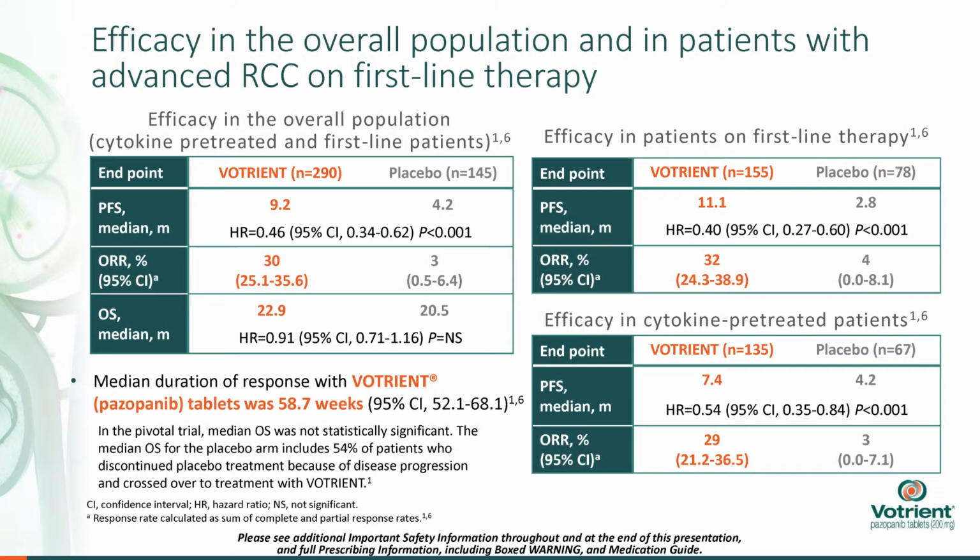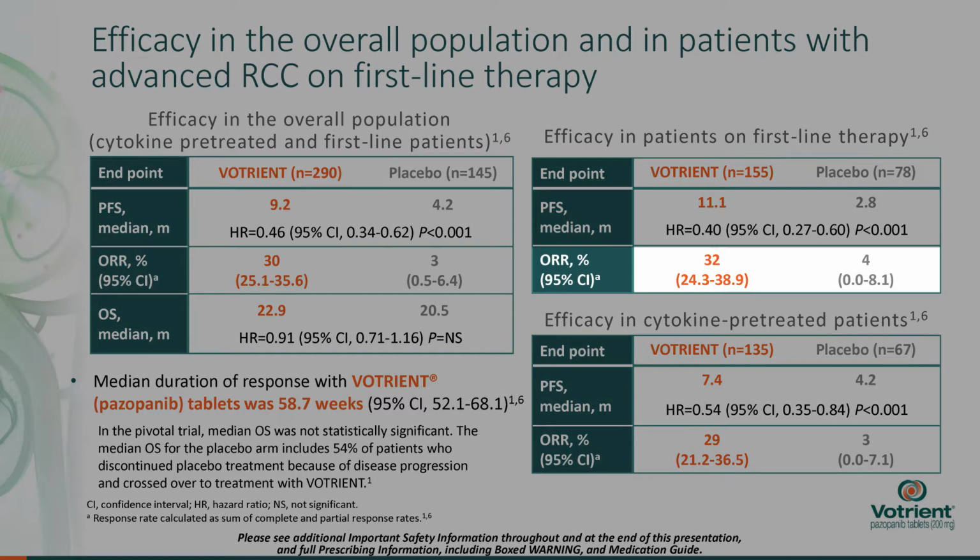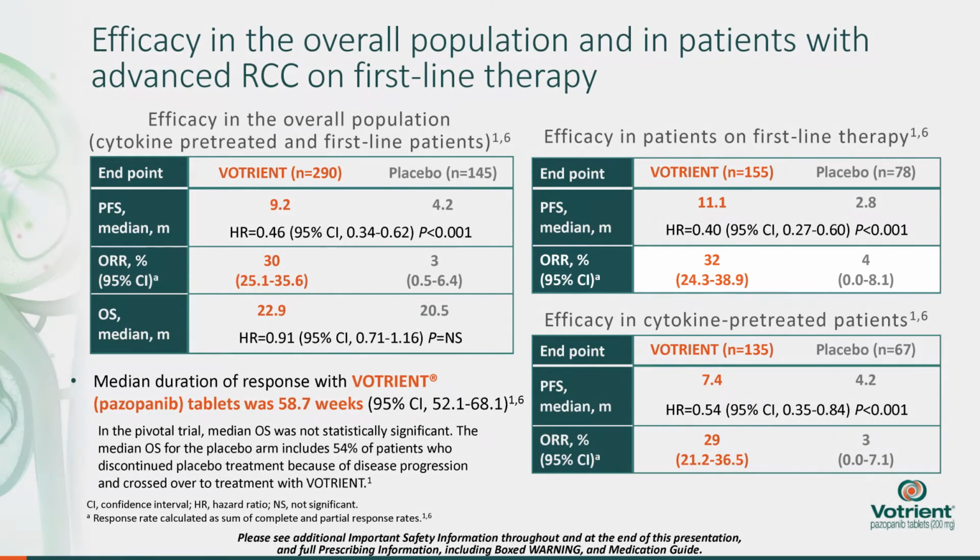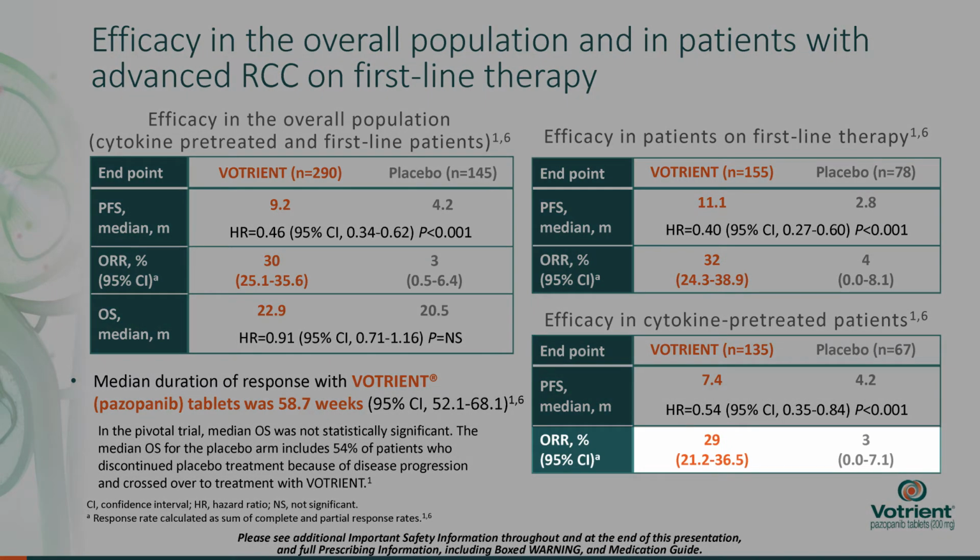A higher response rate was also observed in patients on frontline therapy with Votrient, which response rate was 32% versus placebo, it was 4%. In cytokine pretreated patients, response rate was 29% in the patients receiving Votrient versus 3% in the patients getting placebo.